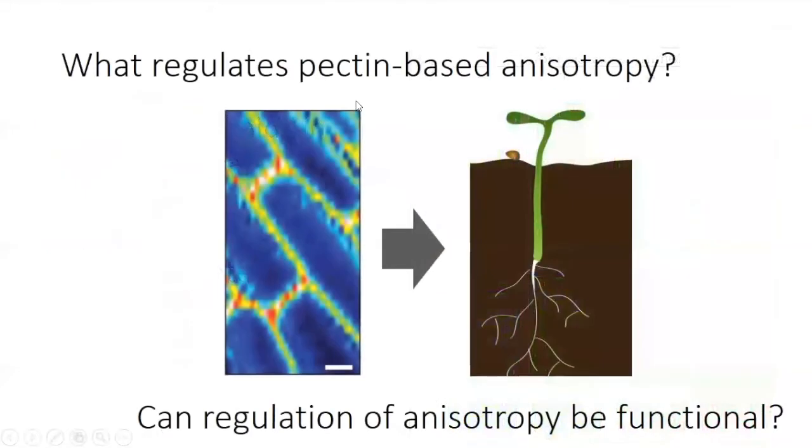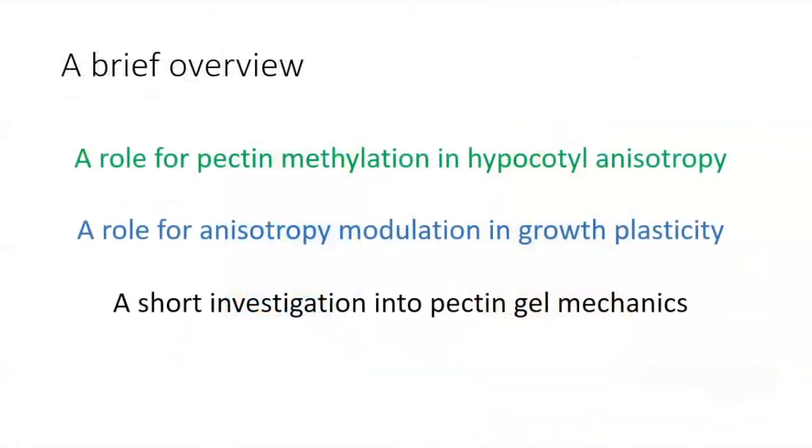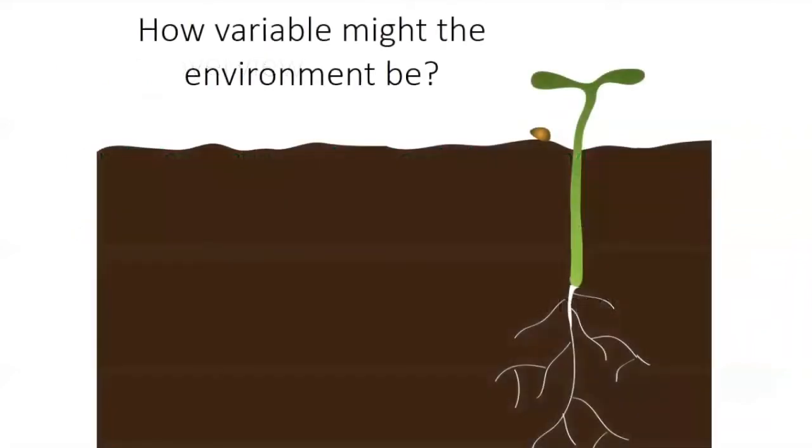Okay, so obviously we want to know what regulates that anisotropy, and I don't have an answer for you today, but we're looking at some cytoskeletal dynamics and delivery and endocytosis and exocytosis balance, but also some of these other modifying enzymes. Where do they get delivered? Where are they activated? But we might also be interested in whether or not the regulation of anisotropy can actually be functional. So why would you want to get out of the ground faster? I mean, it seems to make a lot of sense, but let's see. Okay, so let's go to the second point, which is looking at modulation of anisotropy and growth plasticity.